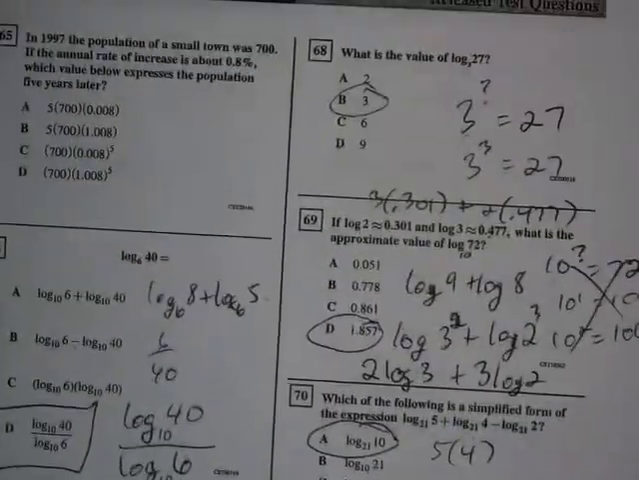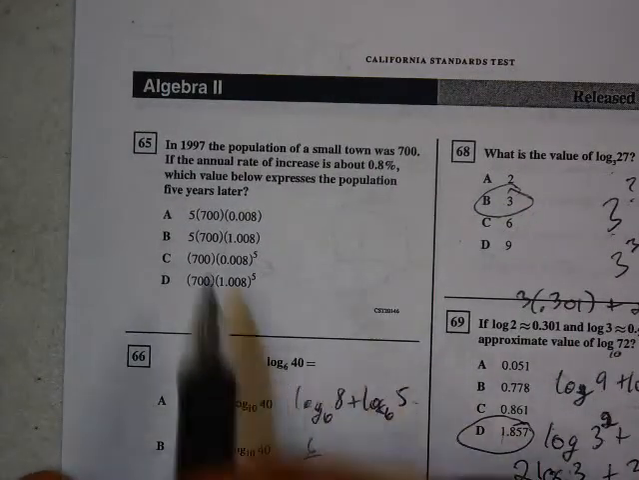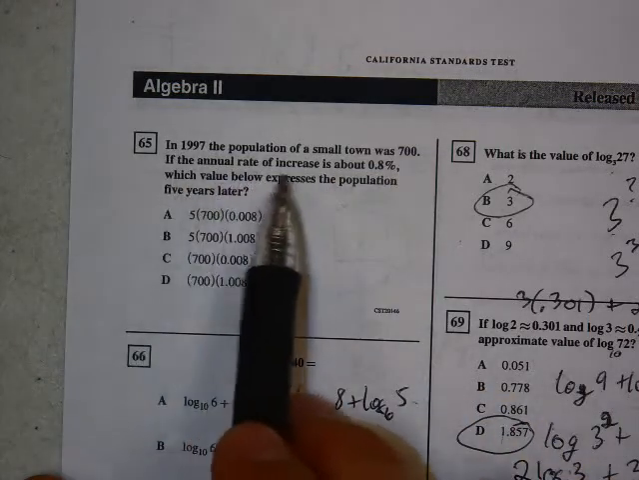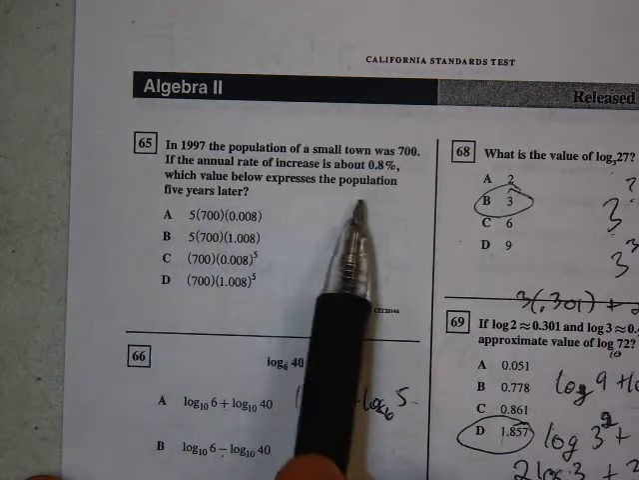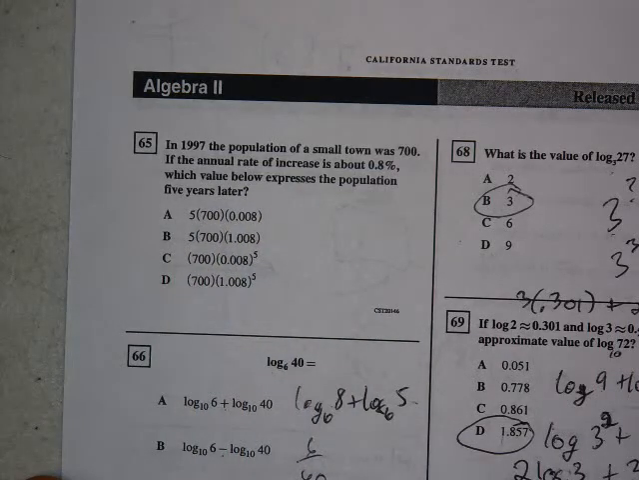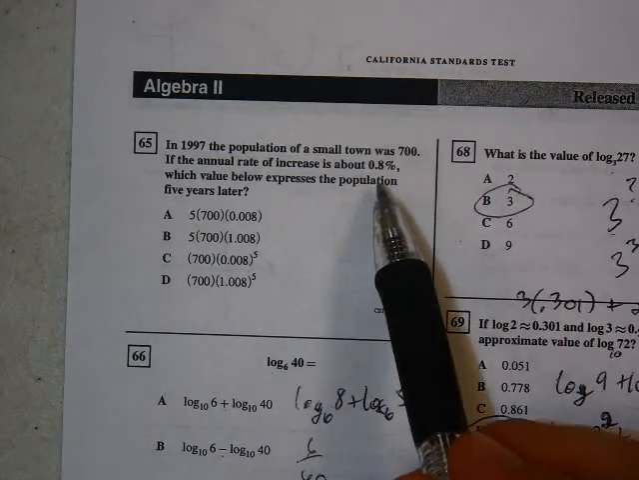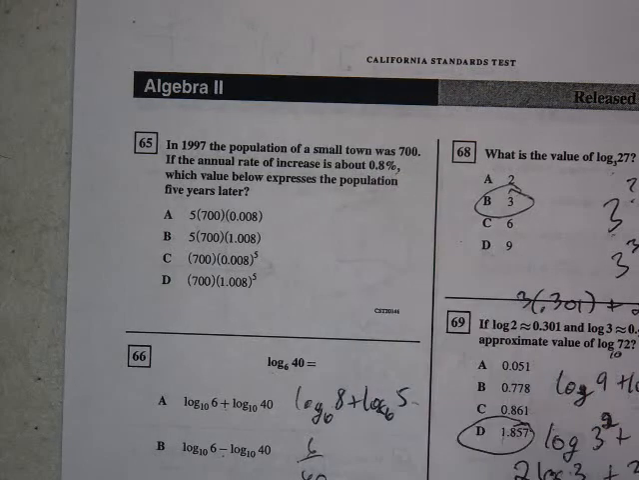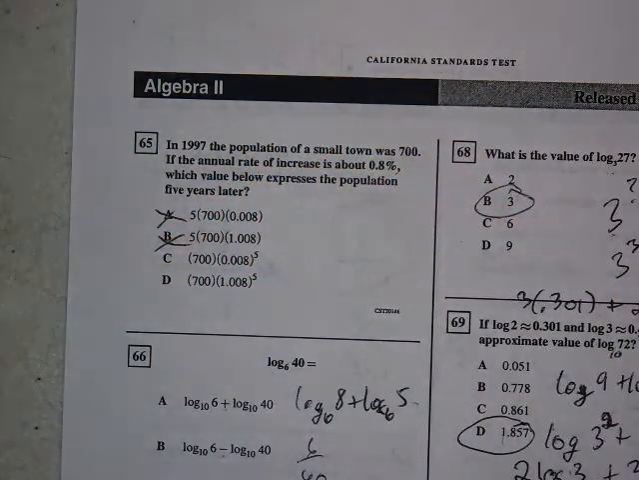The last one here in this video I'll do is number 65. In 1987, the population of a small town was 700. If the annual rate of increase is about 0.8%, what value below expresses the population 5 years later? Since the increasing value is an exponential, it is increasing because of this percent, that means it's got to have an exponent on it. A and B don't have exponents, those are not going to be our answer.